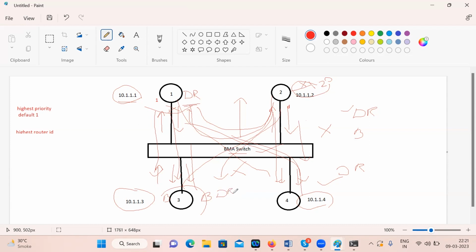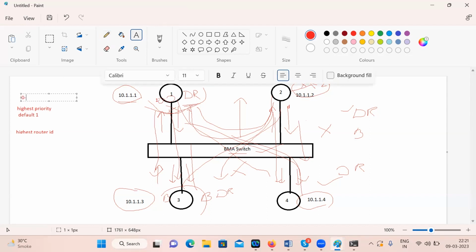Now, suppose you forcefully have to make this router a DR, and you don't want the election to be held automatically. You want Router 1 to be the DR in this complete topology. So on this router, you will increase the priority to 100. You can set a priority from 0 to 255. The default priority is 1.